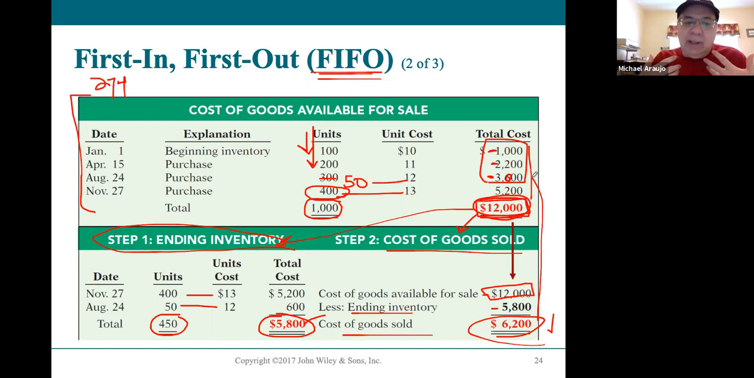But the idea is whatever system you use, you still got to figure out two things. What do you still have in the store? That's your ending inventory. And then whatever's gone, we're assuming has been sold. There are no other assumptions here. You either still own it or it's gone. If it's gone, we expense it.